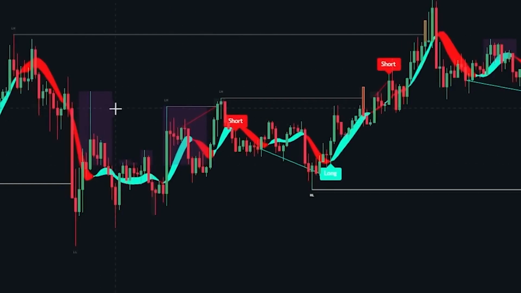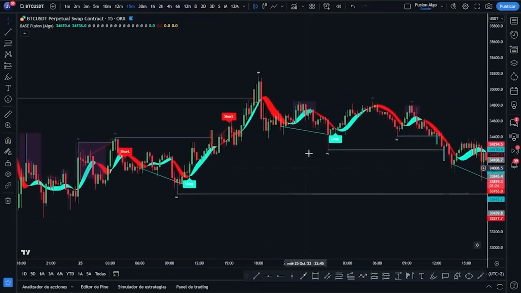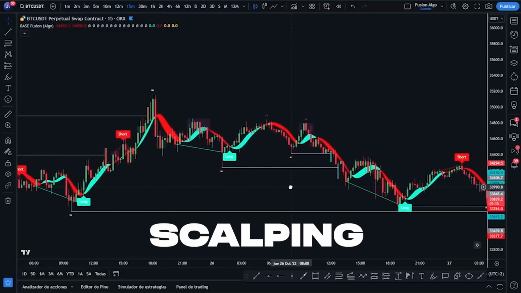That is to say, every time we have a red square, the artificial intelligence associates that breakout to a bearish direction, and as you see, practically whenever the price leaves that box it begins to fall, and we could already take our operations of scalping or day trading.